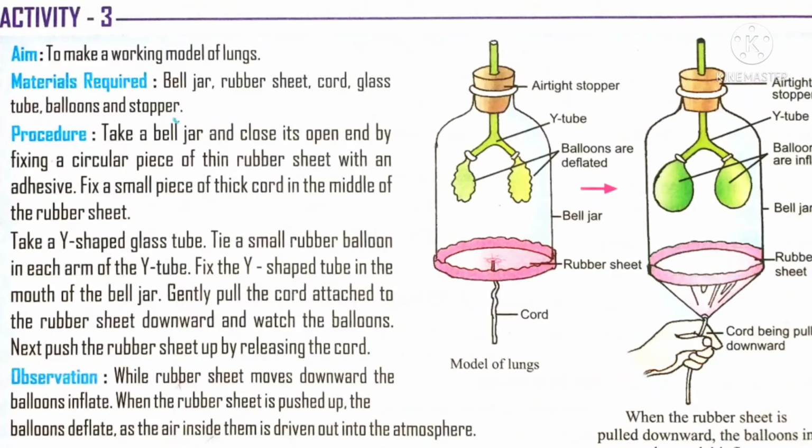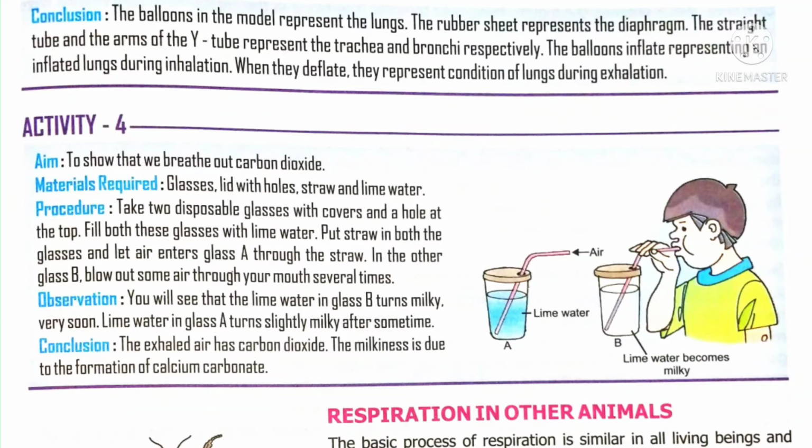Now let's move on to activity 4, to show that we breathe out carbon dioxide. The materials required are glasses, lids with holes, straws and lime water. Take two disposable glasses with covers and a hole at the top. Fill both glasses with lime water. Put a straw in both the glasses. Now blow air through the straw in glass B.